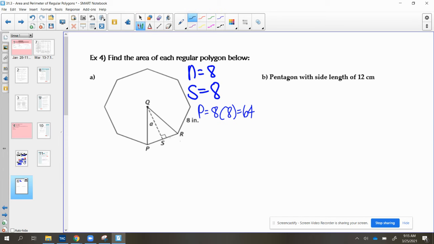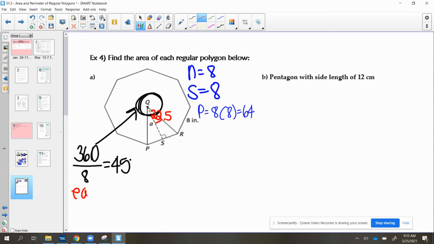So this is where we're going to take this angle here. And to get this big angle Q, it's 360 degrees, total number of degrees, divided by the number of sides, which is 8. Okay. So this total thing right here is 45 degrees. But we only want half of this, right? So half of 45 is 22.5. That's that little angle up there. So each angle is half of that, so 22.5.